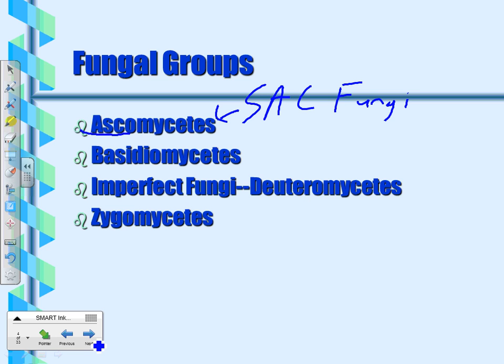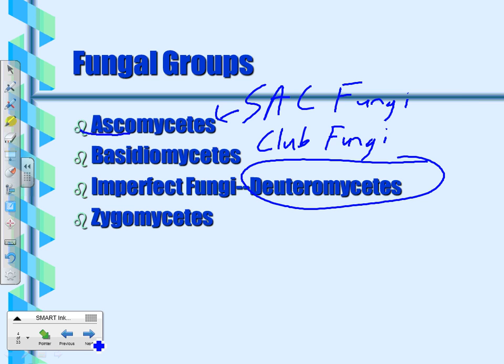Basidiomycetes, those are club fungi. They're spore-producing structures, so little clubs, caveman clubs. This group, deuteromycetes, is kind of unique, because they don't seem to have any sexual reproduction. They seem to be completely asexual. And the bottom group are sometimes called the terrestrial fungi. These are things like bread molds and orange molds and stuff like that.